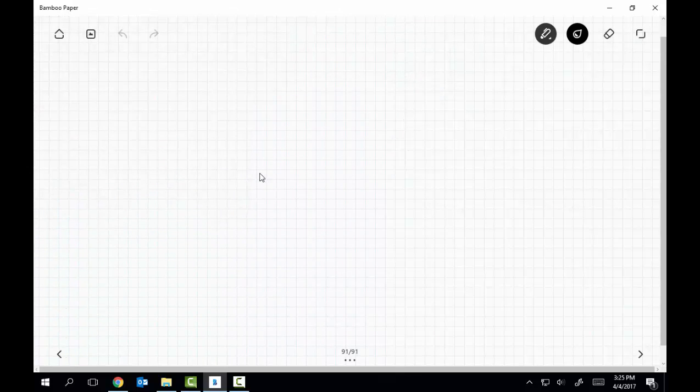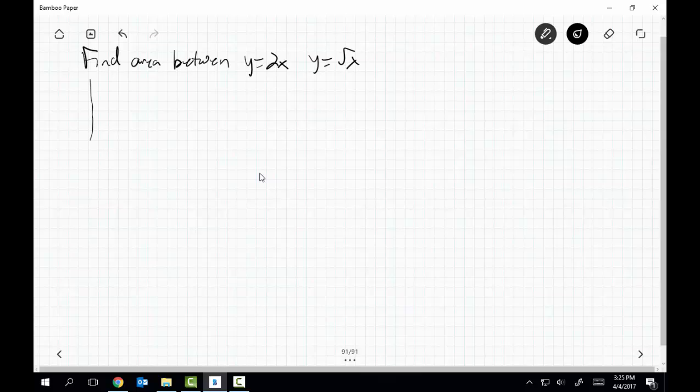Let's do: find the area between y equals 2x and y equals root x. And we know it looks like this. I know y equals root x looks like this. And I know that y equals 2x, badly drawn, really badly drawn, looks like that.